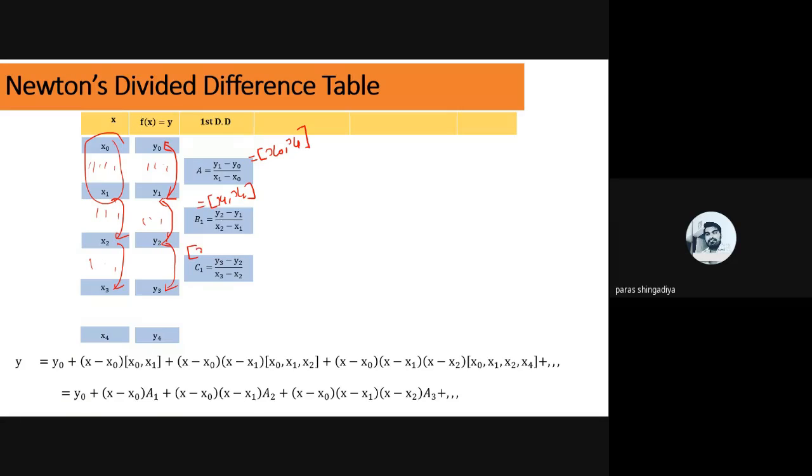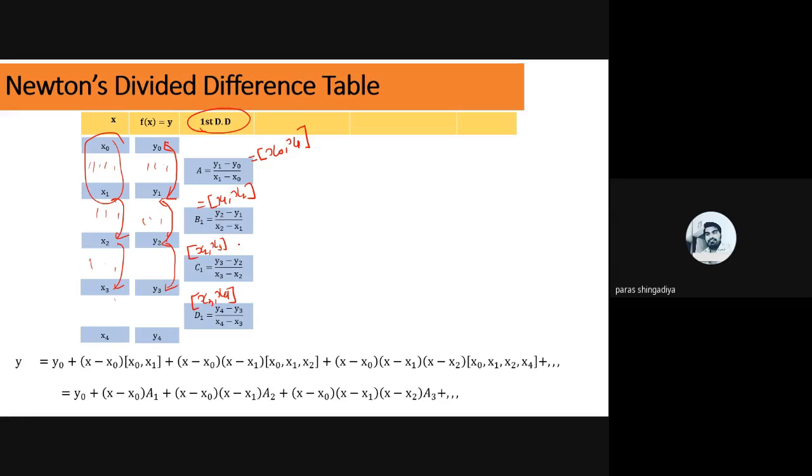Clear? And then the last one, that is y4 minus y3 divided by x4 minus x3. Okay, so by using these 5 values, we'll get 4 answers as the first divided difference. That is y1 minus y0 divided by x1 minus x0, and so on. Okay, and that is called x3 and x4. Okay, d1 is also known as x3 comma x4. Clear? So there is the first divided difference, and now by using these 4 values, we'll find the second divided difference.